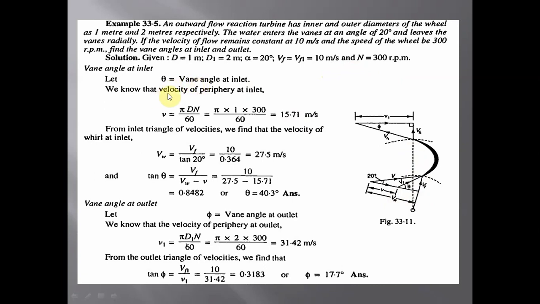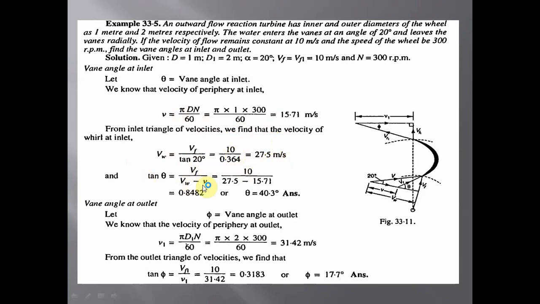We also know that the velocity of the wheel at inlet is V equal to pi D N divided by 60. That is pi into 1 into 300 divided by 60, that is 15.71 meters per second. From the inlet velocity triangle, we find that the velocity of whirl at inlet is Vw equal to Vf divided by tan 20, that is 10 divided by 0.364, that is 27.5 meters per second.